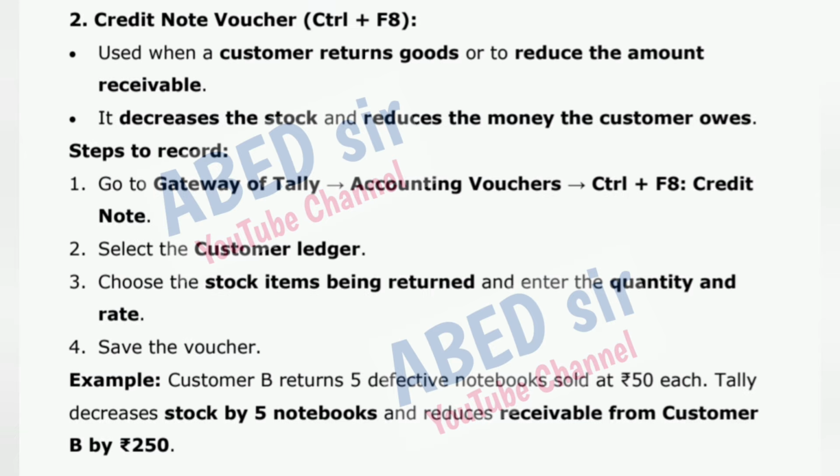Steps to record. 1. Go to Gateway of Tally, Accounting Vouchers, Control plus F8, Credit Note. 2. Select the customer ledger. 3. Choose the stock items being returned and enter the quantity and rate. 4. Save the voucher. Example, Customer B returns 5 defective notebooks sold at 50 rupees each. Tally decreases stock by 5 notebooks and reduces receivable from Customer B by 250 rupees.